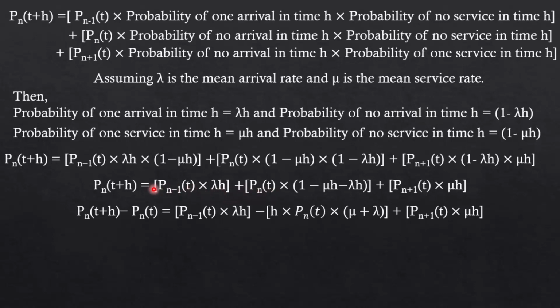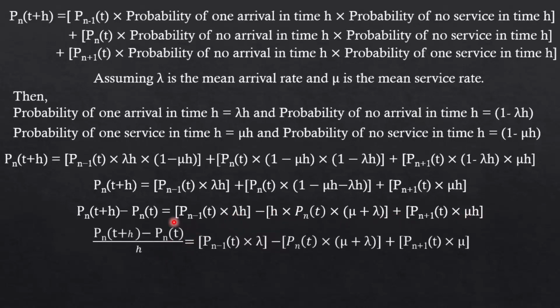Now as we can see, the only term here which is without h is this one, so we have taken it to the opposite side. So this will be Pn at t plus h minus Pn at t. So this is our equation. Now let us take h common and move it to the other side. So this will be the probability of n customers in time t plus h minus the probability of n customers in time t, divided by h.